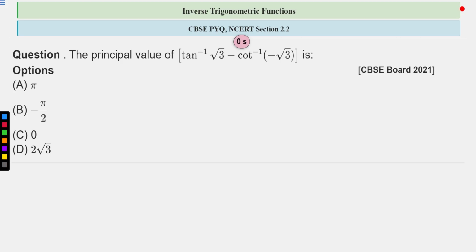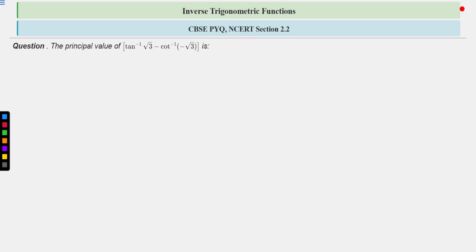Okay, let us move to the solution part. So the question was, we need to find the principal value of tan inverse root 3 minus cot inverse minus root 3, right? So the correct answer is option B, which is minus pi by 2, right? So let us move to the solution part. Here we have tan inverse root 3 minus cot inverse minus root 3, right?